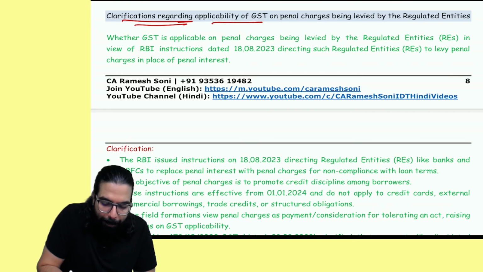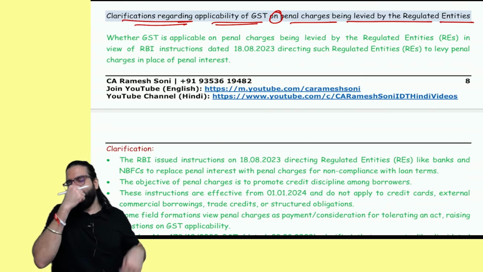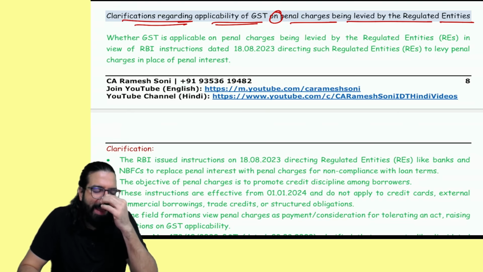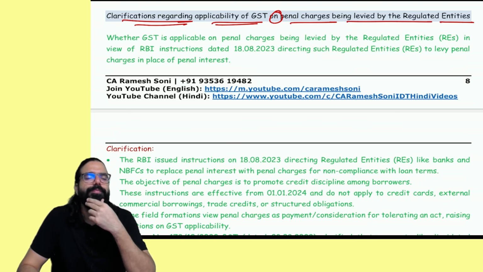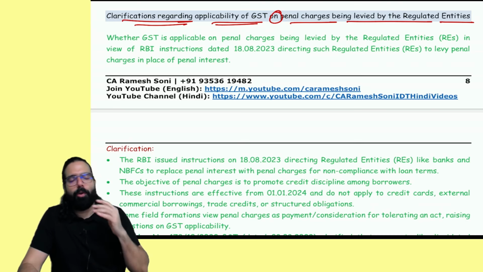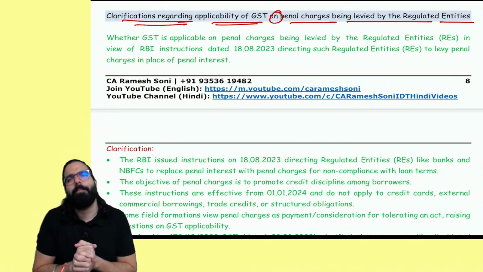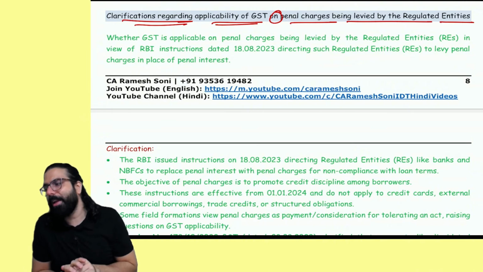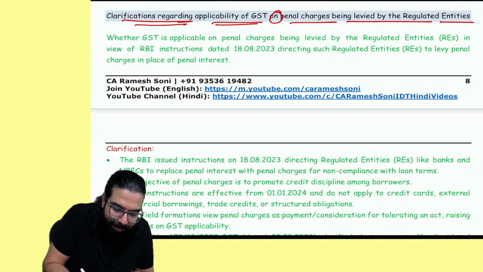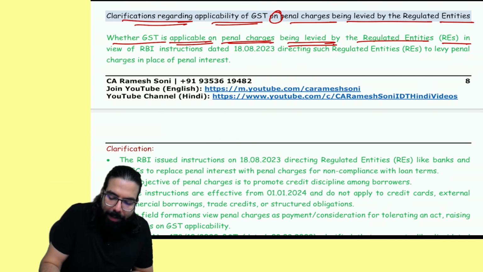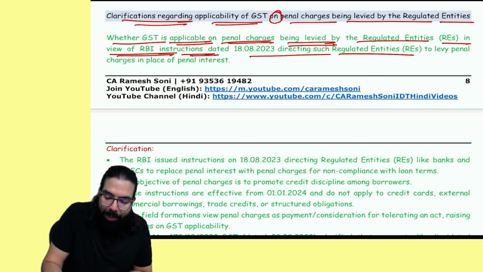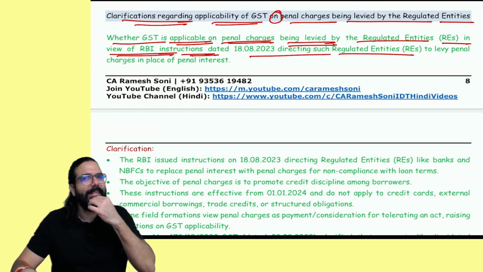Clarification regarding applicability of GST on penal charges being levied by regulated entities. Now, what happens over here? Banks, financial institutions, etc. For example, bank has given me a loan. Now for the loan, if I don't make the payment on time, what the bank will go ahead and charge me is penal interest. Whether GST is applicable on penal charges being levied by regulated entities in view of RBI clarification directing regulated entities. Regulated entities means banks, etc.